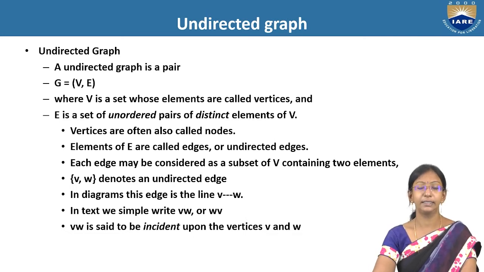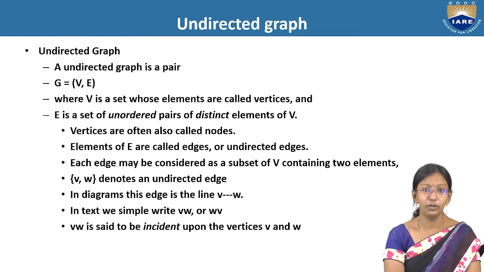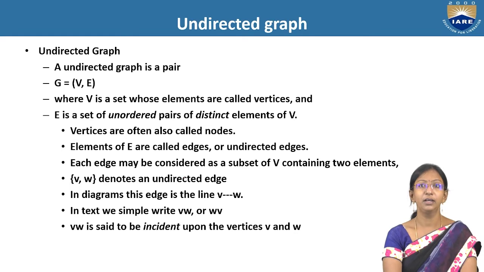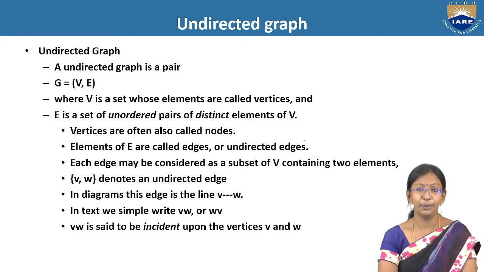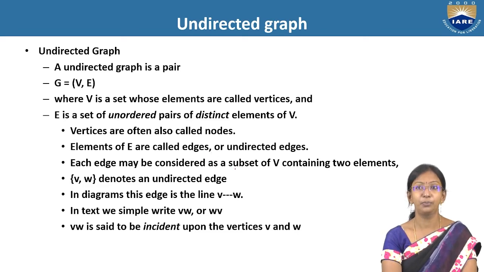Coming to the undirected graph, it is also a graph where the edges are unordered pairs, right? So the edges will be undirected and each edge may be considered as a subset of V containing two elements. Here the edges will be represented in curly brackets {V, W}.